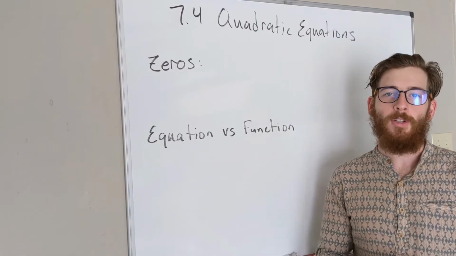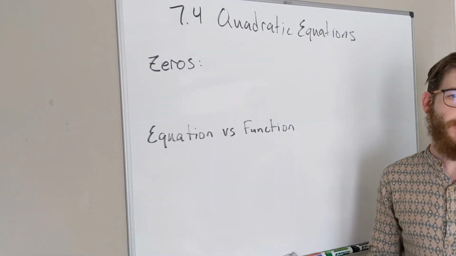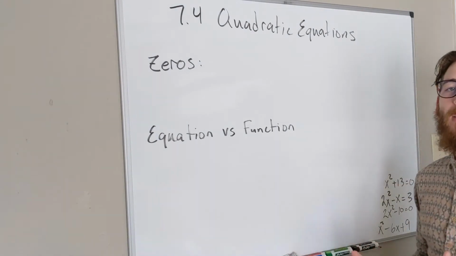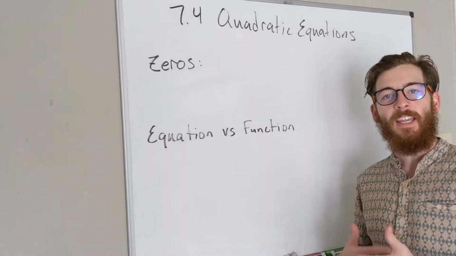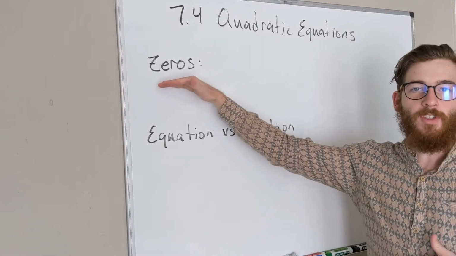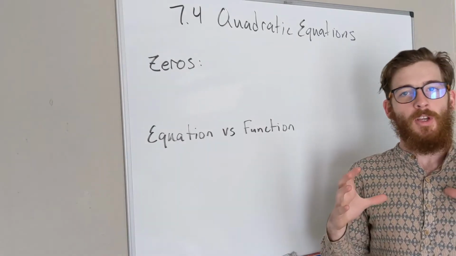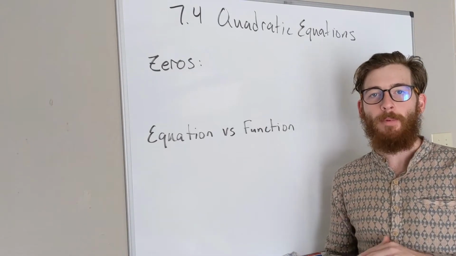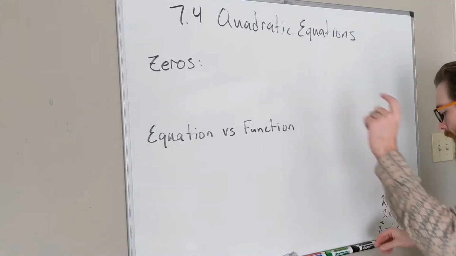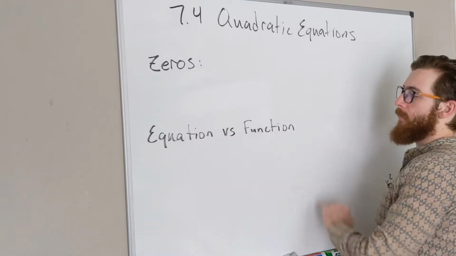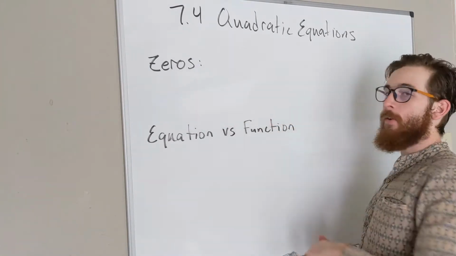7.4 is all about quadratic equations and functions. And we're going to talk a lot about these differences, as well as beginning to answer the question of zeros and talk about how we can begin to use this in a more applicable way. So before we get on to equation versus function, let's look at zeros.